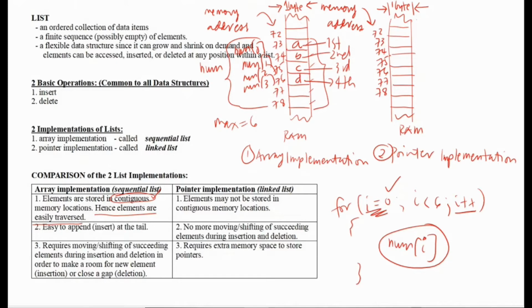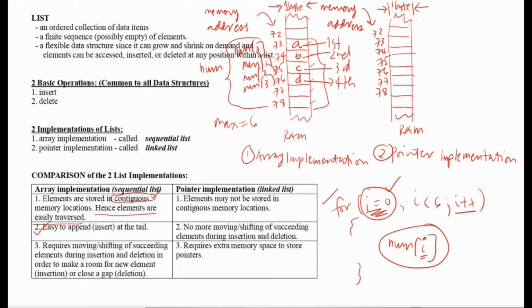So you could easily traverse the elements from the first element to the second to the third in that order up to the last using a loop. For pointer implementation or for linked list, the second characteristic of array implementation or sequential list is that you could easily append or insert at the tail. You could also easily delete, not just insert. You could easily insert and delete at the tail.